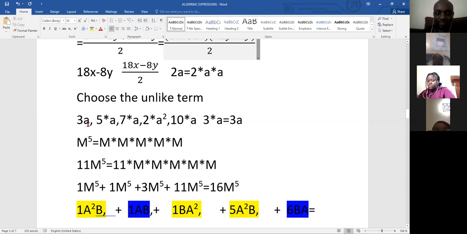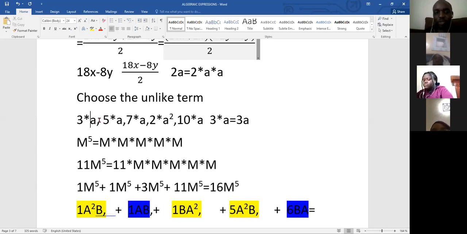Now 3a is the same as 5a, because you can see this is 3 multiplied by a. They are multiplied by the same like term. So the coefficient of a is 7. The coefficient of a is 5. The coefficient of a is 3. The coefficient of a is 10.